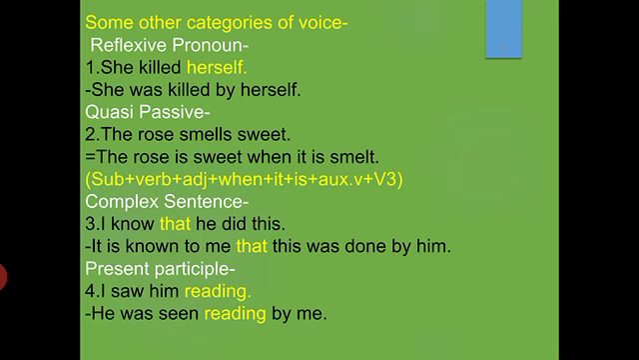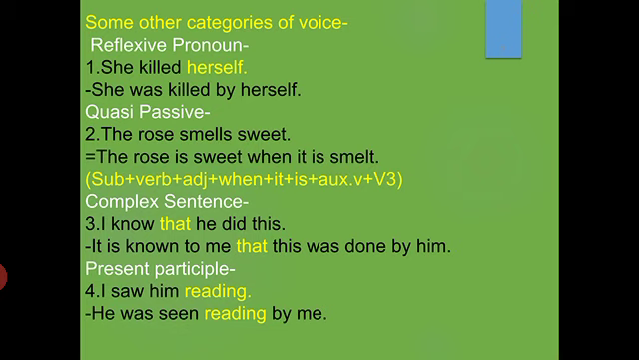Here you can see this is the subject, and was and done, and then by, then object. That means here are two clauses and they are following the structure of assertive sentences.